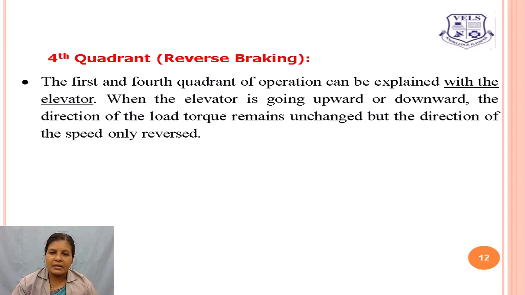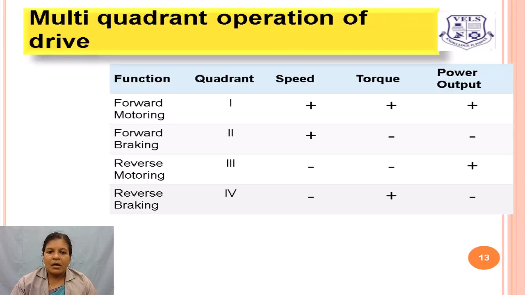Whenever the elevator is going upward or downward, the direction of the load torque remains unchanged, but the direction of the speed alone is reversed. So when we see the forward motoring, it is the first quadrant, and the speed developed is positive, the torque developed is also positive. So the power developed, P is equal to T into omega m. Speed into torque is nothing but power. So mechanically, speed into torque is positive power. In the forward braking, that is the second quadrant, the speed is positive, the torque is negative. So the power output is going to be a negative one.